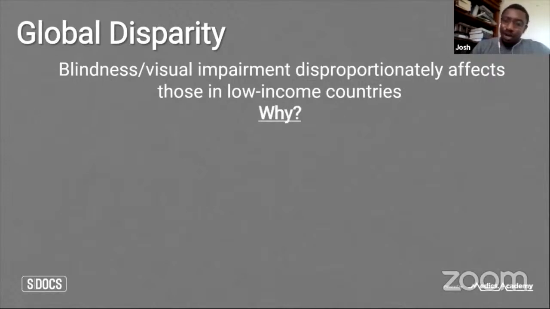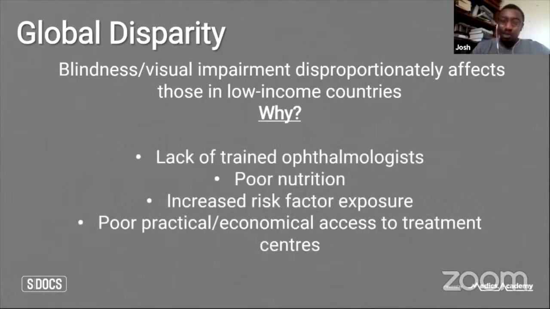The conditions are multiple and ongoing. I can only summarize and scratch the surface of why that is. Lack of trained ophthalmologists in these countries, poor nutrition in some of these countries, which is a risk factor of developing disease. A high proportion of low-income countries are in areas that have high UV radiation. That in itself is a risk factor for developing some diseases that cause blindness and visual impairment.